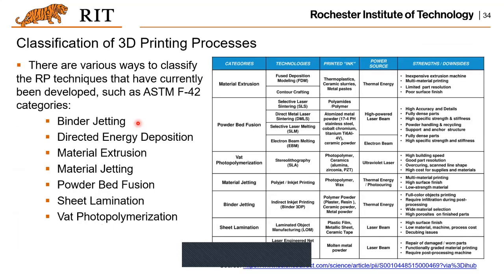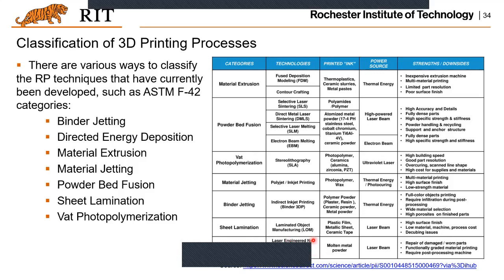So based on the different materials and the working principle mechanisms, there are 7 categories of additive manufacturing processes, and there are more and more variations coming out each year. But roughly, they can still fall into these 7 different categories. They are material extrusion, powder bed fusion, vat photopolymerization, material jetting, binder jetting, sheet lamination, and directed energy deposition, right?